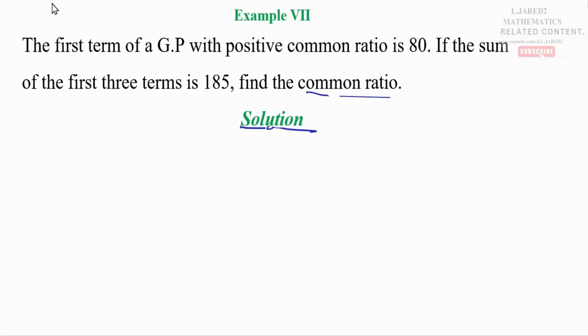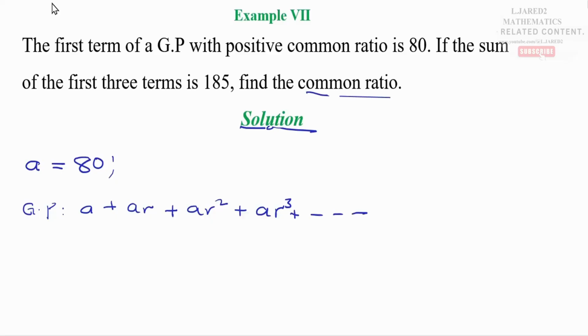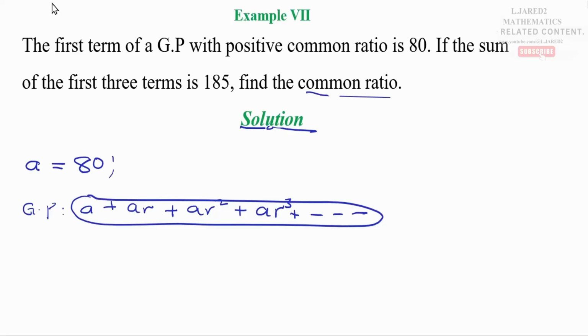So in the question, they say that the first term of a GP with a positive common ratio is 80. And remember, the first term is always abbreviated as A, which is now equal to 80. And again, they are saying that the sum of the first three terms is 185. So since this is a GP, generally, we always have the first term as A, the next term is AR, the third term is AR squared, and then we can have the fourth term as AR cubed. So it continues in this order. This is the general format of a geometric progression.